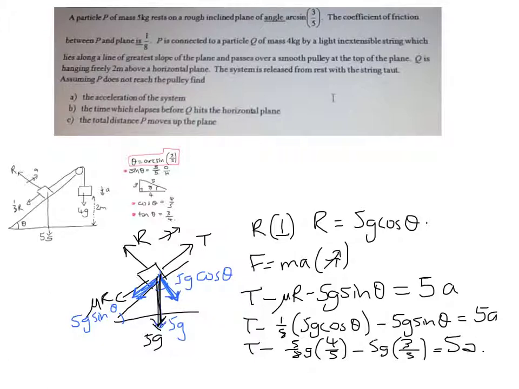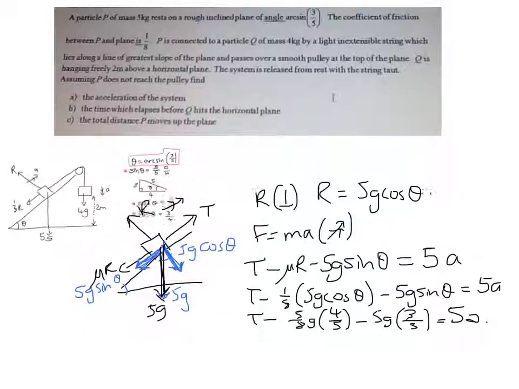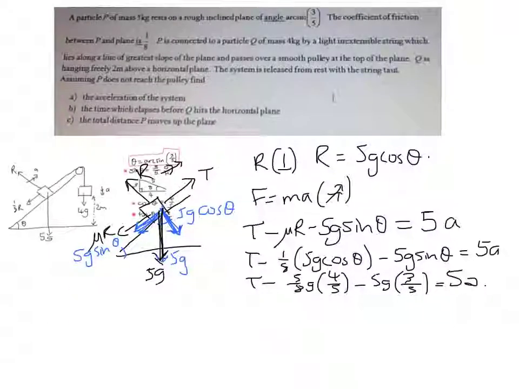Might be able to tidy that up a little bit more. Oop, it's going over there. Never mind. So we've got T minus 7 over 2g equals 5a. So that's all we can get from that particle.